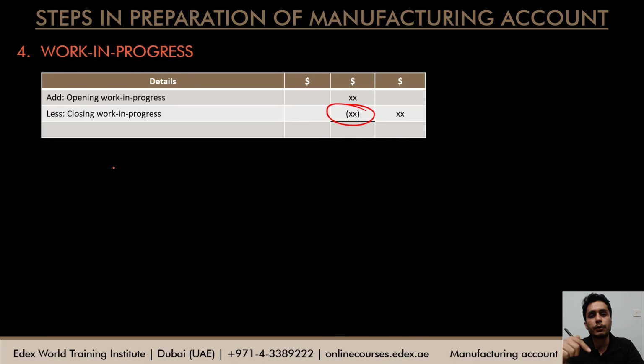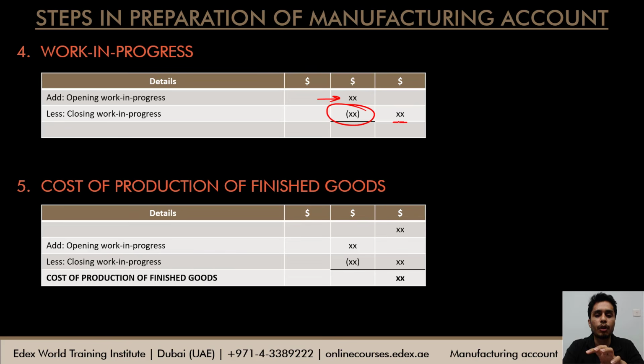But this closing work in progress next year becomes a part of the finished goods because they are completed in the next year, and hence I have to add opening work in progress. So the net amount of opening and closing work in progress will be adjusted. Finally, we will arrive at the cost of production of finished goods. So once this is arrived at, cost of production of finished goods, this can be taken to the income statement to finally calculate the gross profit.